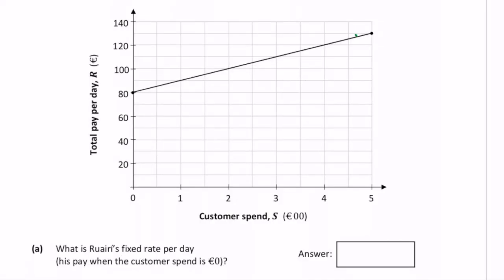Part A, what was Rory's fixed rate per day? That is, the pay when the customer has spent €0. Well, we see at €0, it seems that Rory always gets this €80 regardless. So €80 would be his fixed rate. He gets that whether customers spend money or not.